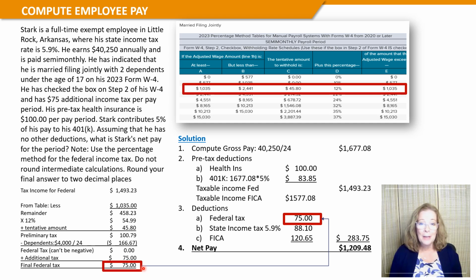Okay, now we're ready to calculate the state tax of 5.9% of $1,493.23, which is $88.10, and FICA, which is 7.65% of $1,577.08, the FICA taxable wage, for $120.65. So the final step is to calculate the net pay, which is $1,209.48.